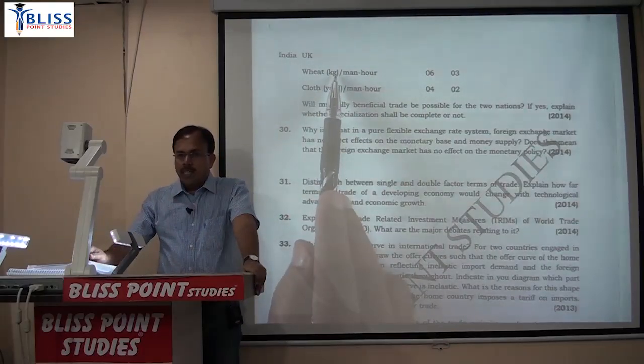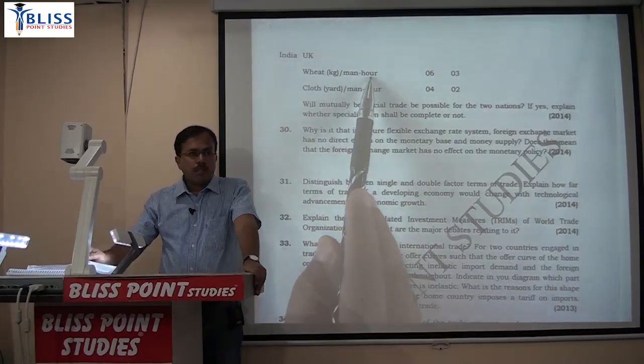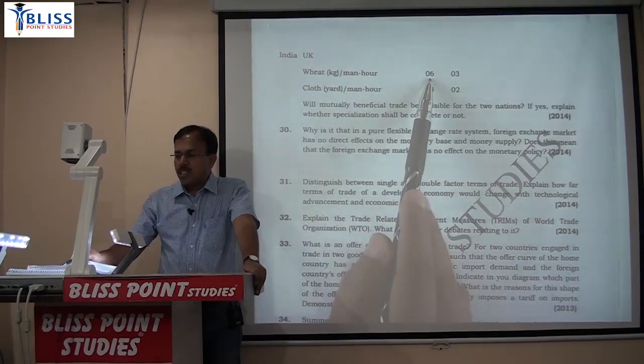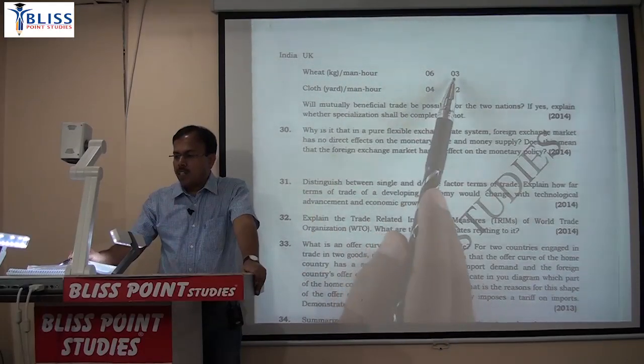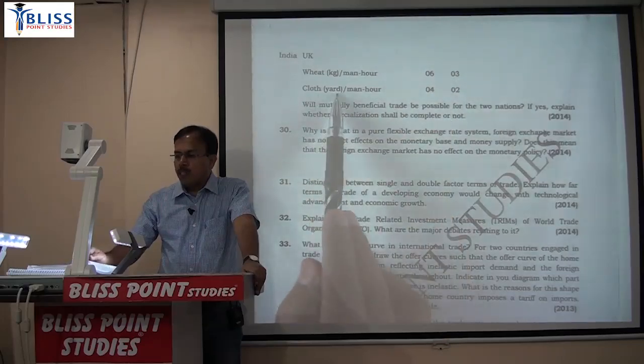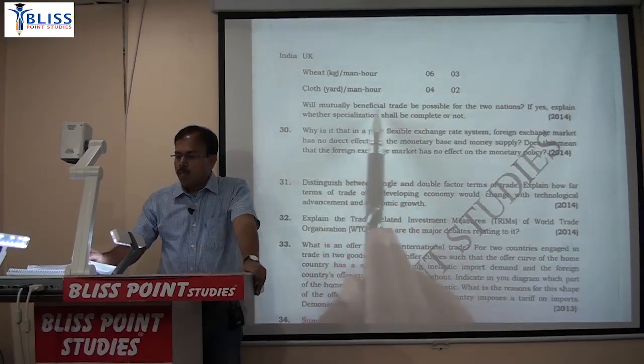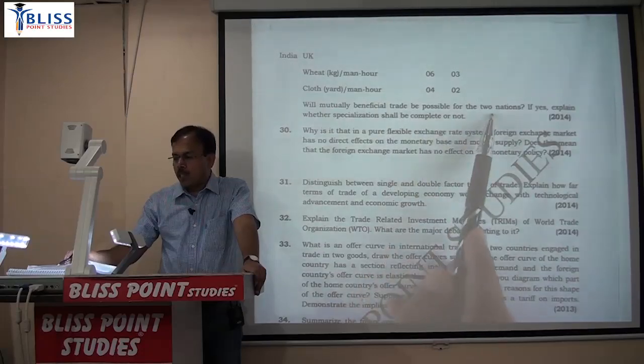Weight in terms of kg per man hour, that means 1 man hour produces 6 in India and 3 in UK. Cloth in terms of yard per man hour is 4 and 2. Will mutually beneficial trade be possible for two nations?